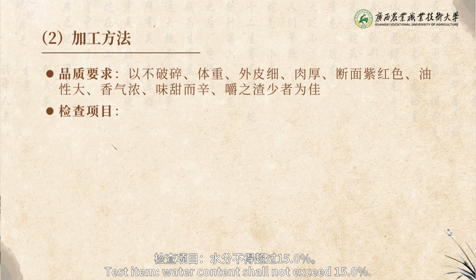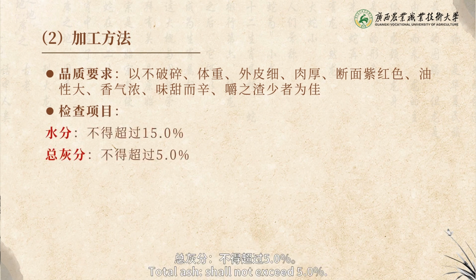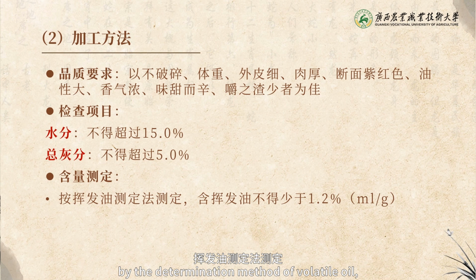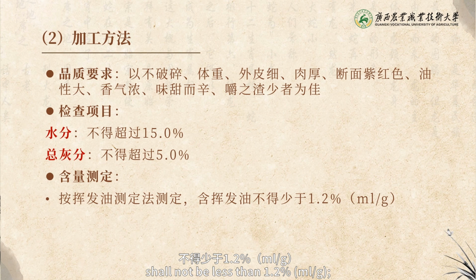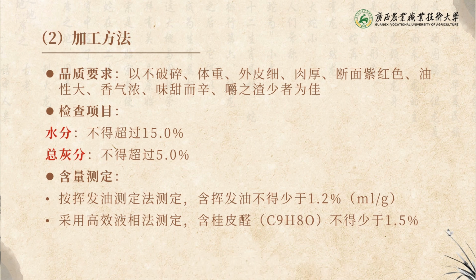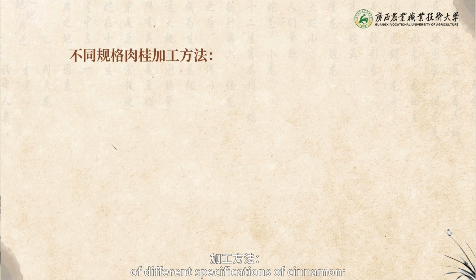Test item: water content shall not exceed 15%. Total ash shall not exceed 5%. Content determination: if determined by the determination method of volatile oil, the content of the volatile oil shall not be less than 1.2% milliliters per gram. If determined by the high-performance liquid chromatography method, the content of cinnamic aldehyde shall not be less than 1.5%. Processing method of different specifications of cinnamon.